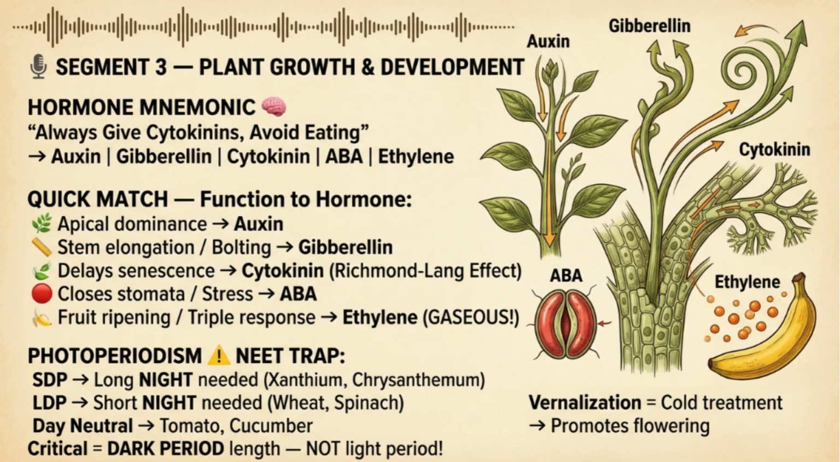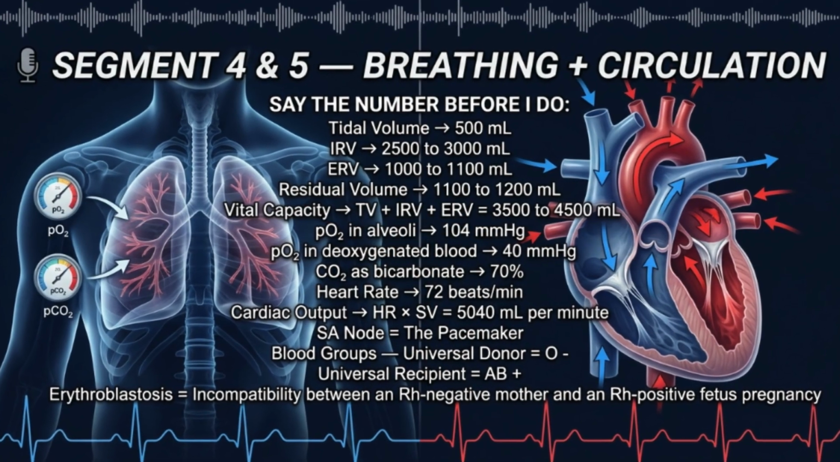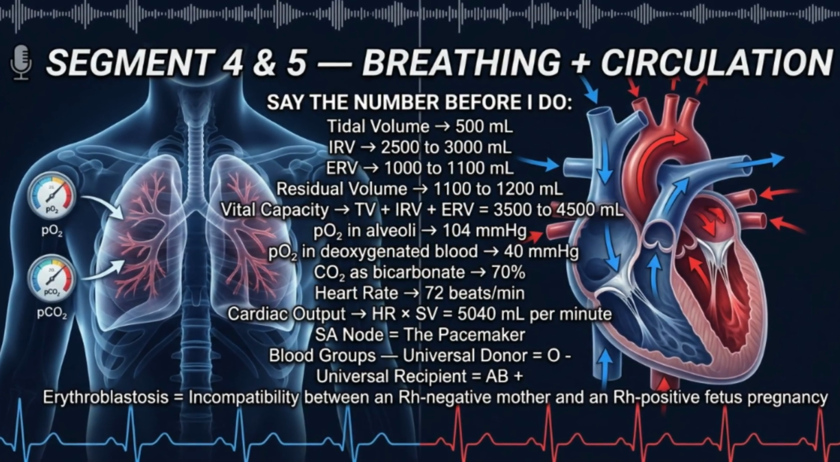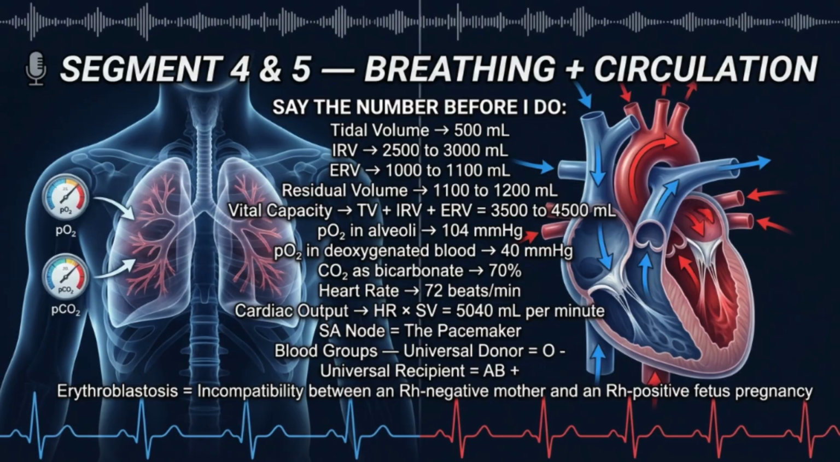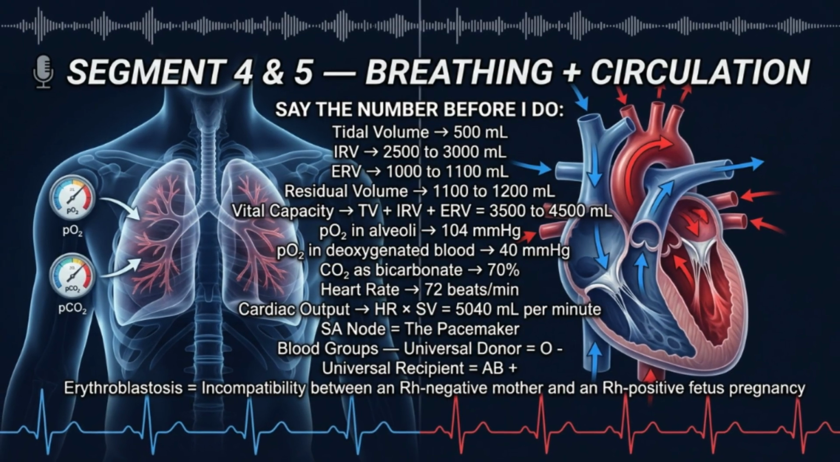Moving on to fourth and fifth. Breathing and exchange of gases combined with body fluids and circulation. These two chapters are number heavy, so I'm going to use a technique called double encoding. I'll say every critical value twice, because repetition and audio learning creates stronger memory traces.